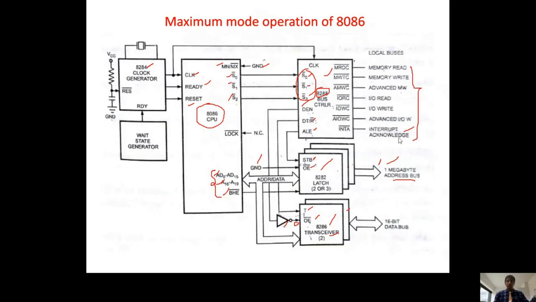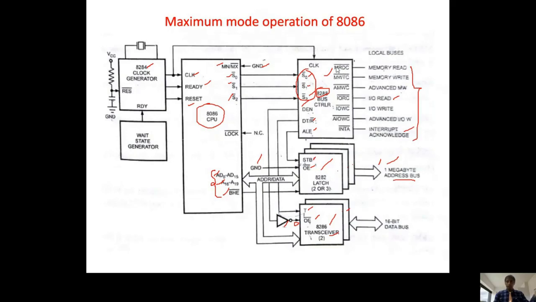For example, if the processor wants to perform an IO read operation, it activates the corresponding S0 bar, S1 bar and S2 bar, and then we get the IO read operation. In the pin description of 8086, I explained the role of S0 bar, S1 bar and S2 bar, and which operations are performed by the processor accordingly. Based on that, here also we get 8 different operations based on the combinations. Now let us see the names.